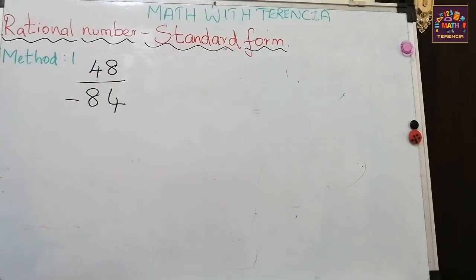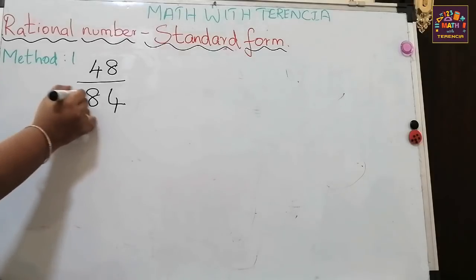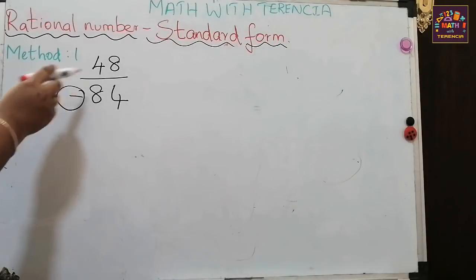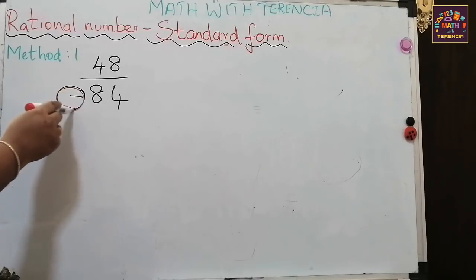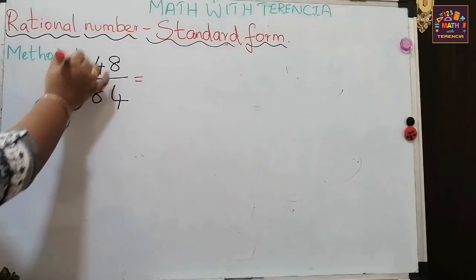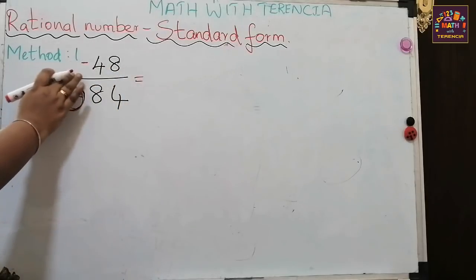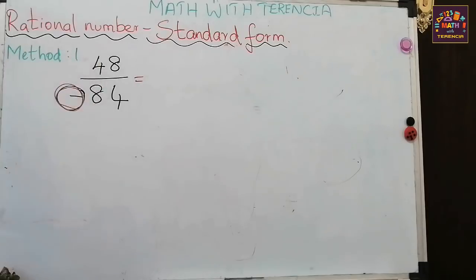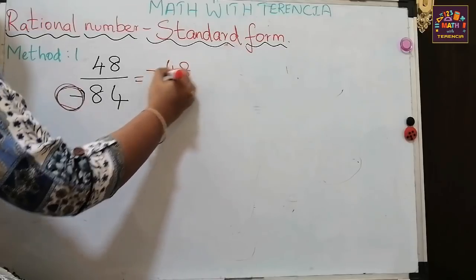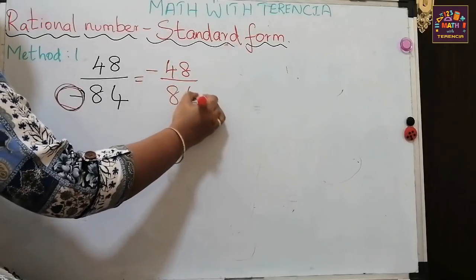48 by minus 84. The first standard step is that the negative sign should not be in the denominator. The first thing we want to notice in the standard form is that the negative sign should not be in the denominator. It should be either in the middle or near the numerator. Okay, that is up to you. So now I am going with minus 48 by 84.